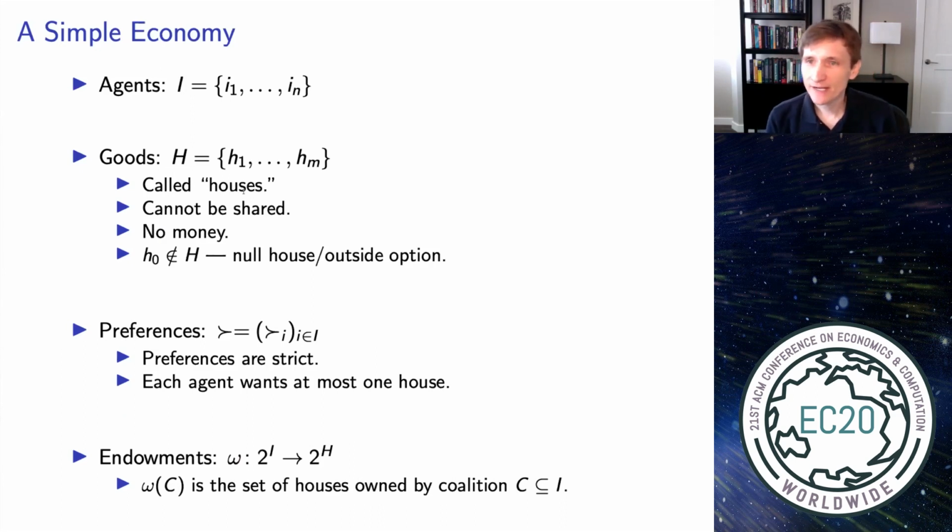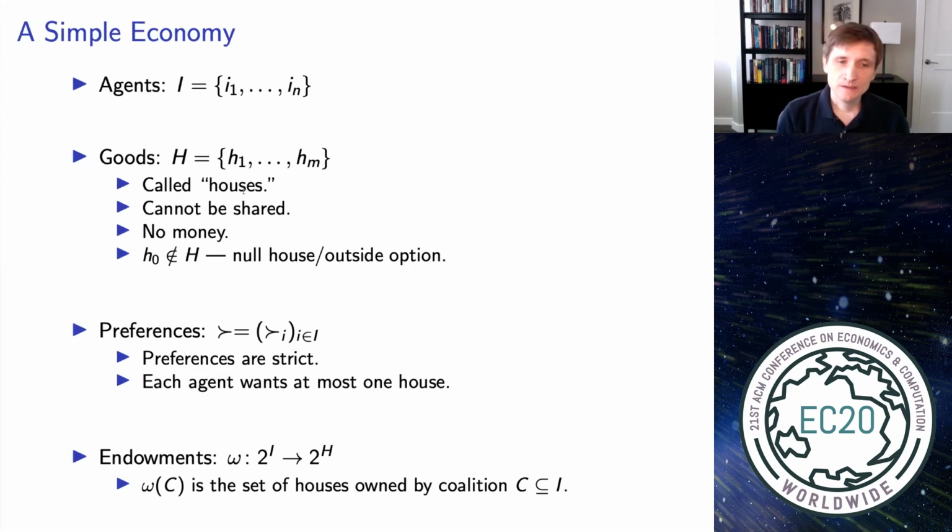The first is a finite set of agents. We're also going to have a finite set of goods in our model. We're going to call our goods houses just to conform to tradition. Each of these houses is discrete, so these are discrete goods, they cannot be shared, and there is no money in the model. We also allow for an outside option, which we just call the null house. Agents, of course, will have preferences over the set of houses, and each agent wants only one house at most, and houses cannot be shared.